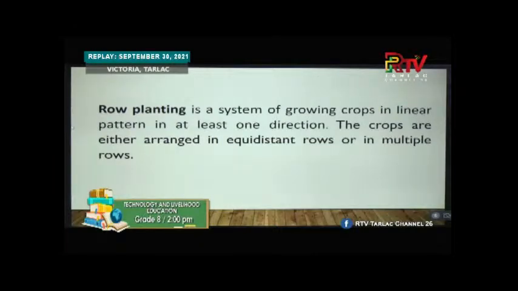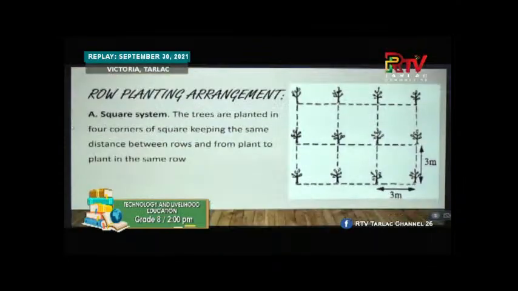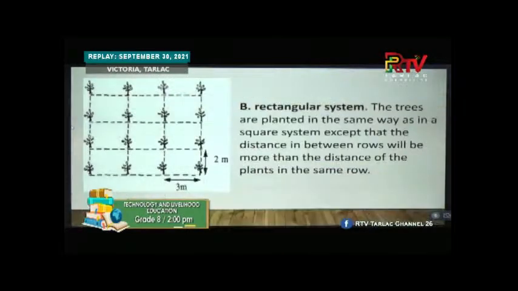The common row planting arrangements for fruit trees are the square system. The trees are planted in the four corners of a square, keeping the same distance between rows and from plant to plant in the same row. Rectangular system. The trees are planted in the same way as in a square, except that the distance between rows will be more than the distance of the plants in the same row.